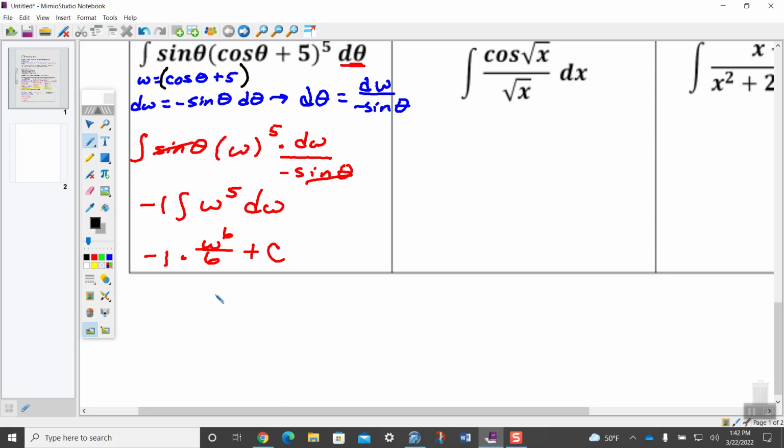Cosine theta plus 5. Okay, you see this negative 1 and then divided by 6 here. Can I call that negative 1/6 to start? Is that okay? And then w is going to get replaced with what, my friends? Cosine theta plus 5. All to what power? Because I just took w, but w was raised to what power here? Sixth. Plus what? Let's see.